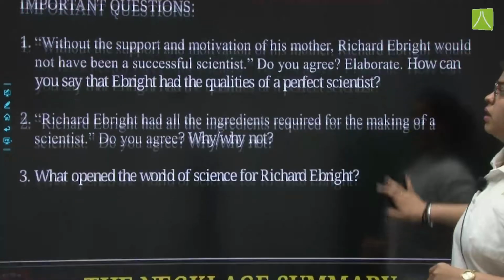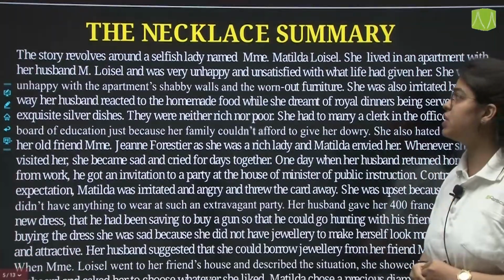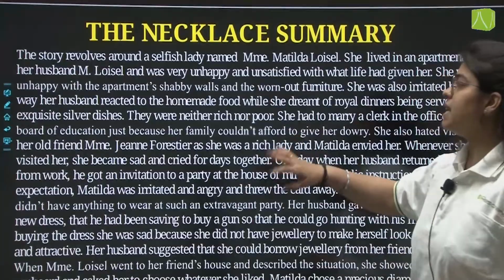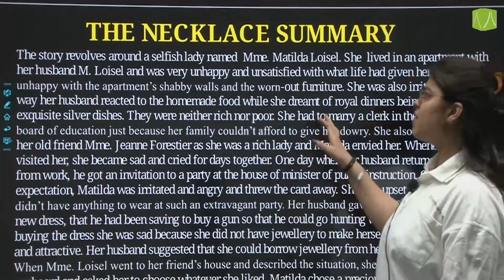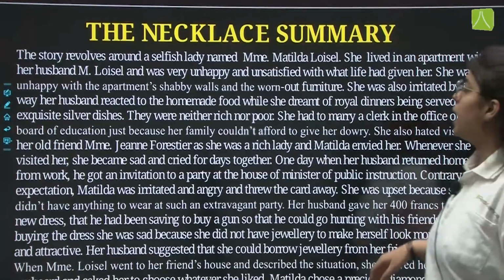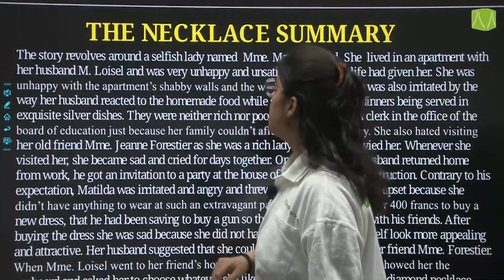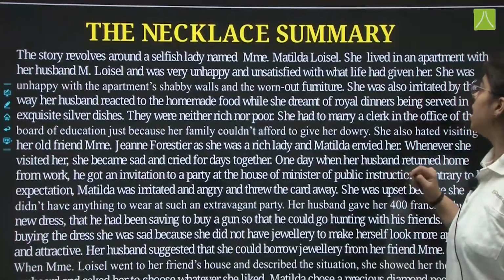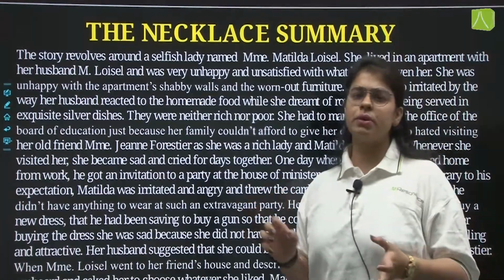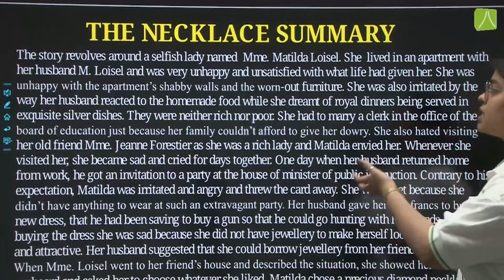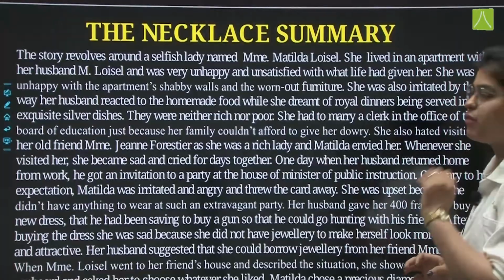Now children, after this chapter we have the next chapter, The Necklace. Now here we will see a small summary about what this chapter is about. So this entire story revolves around a selfish lady called Madam Matilda Loisel. She lived in an apartment with her husband, Mr. Loisel, and she was very unhappy and unsatisfied with what life had given her. So she was not at all appreciative of what was given to her in life. She always criticized different things.